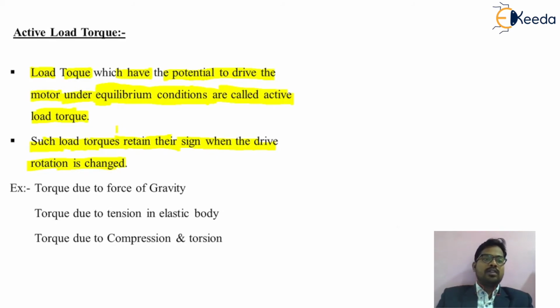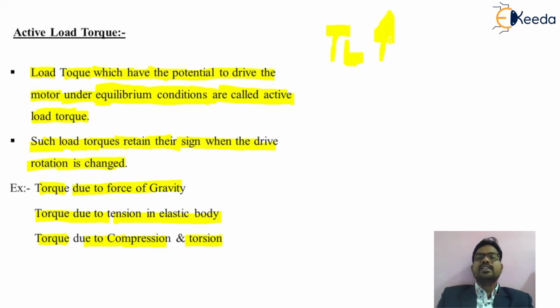Examples of the active load torque are the torque due to the force of gravity, the torque due to the tension in an elastic body, and the torque due to compression and torsion. Again guys, let me explain what we mean by the active load torque. If the load torque has its own potential to drive a motor under the equilibrium condition, then such a load torque is called the active load torque.